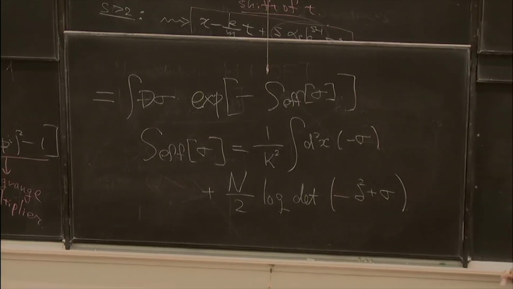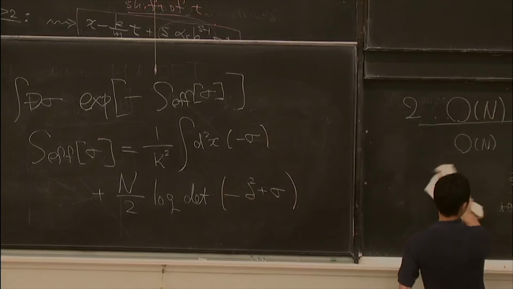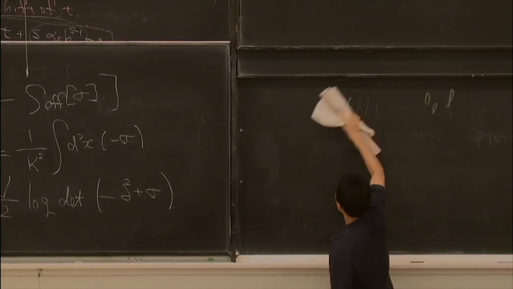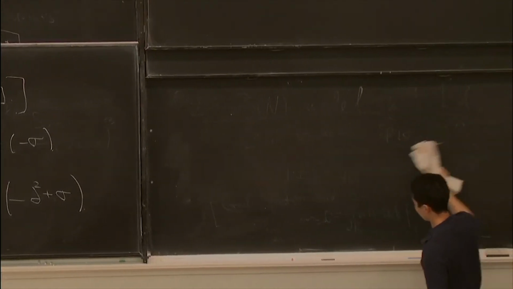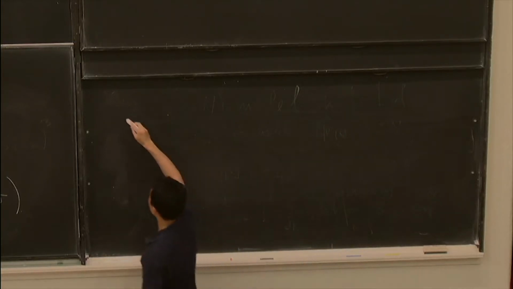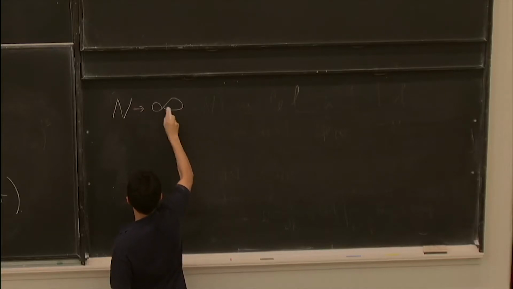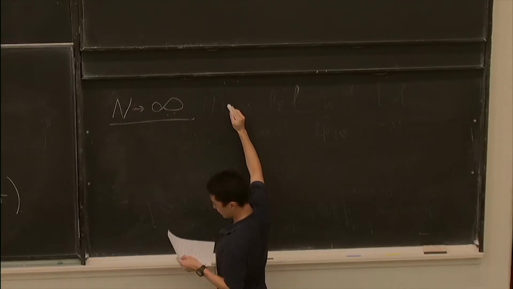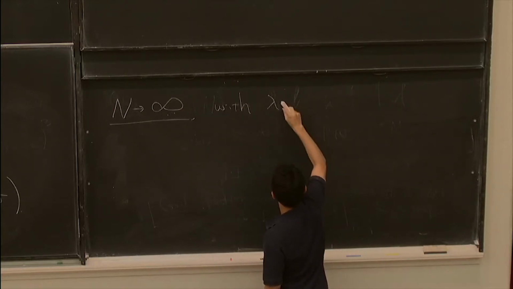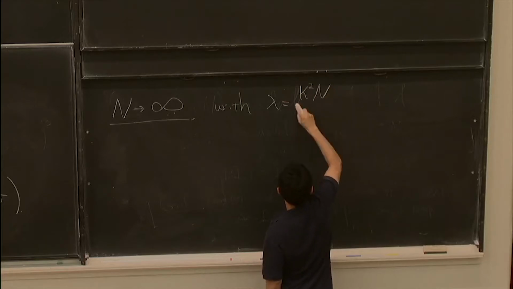Now the next thing I'm going to do is to take the large N limit, because so far what I just said is correct also for finite N. So the large N limit that I'm going to discuss is, of course, defined by N going to infinity. But in addition to that, I keep something like the 't Hooft coupling, which is kappa squared times N over 2, fixed.